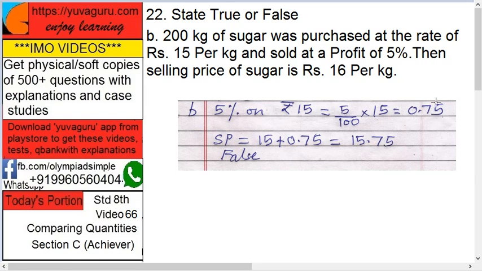So selling price will be what? Cost price plus profit. So SP equals to cost price plus profit. So 15 plus 0.75, that is 15.75. But what is given? 16 per kg. So this is false.